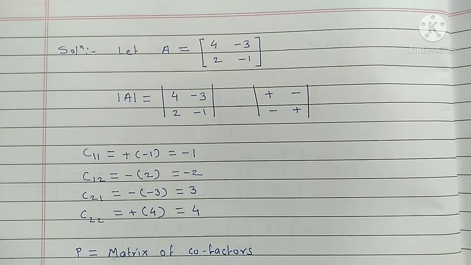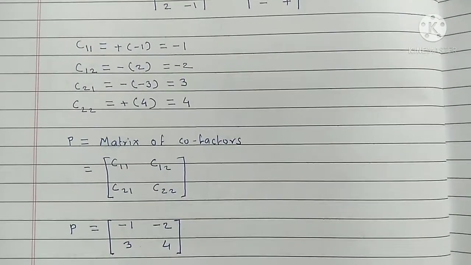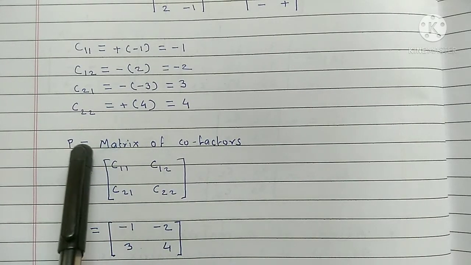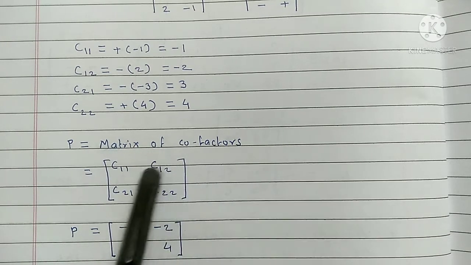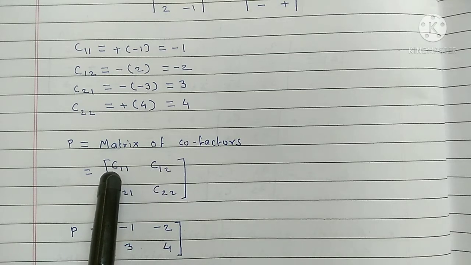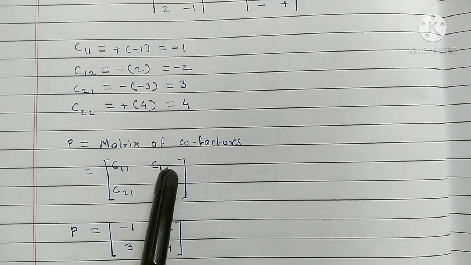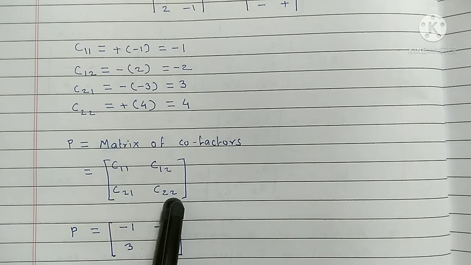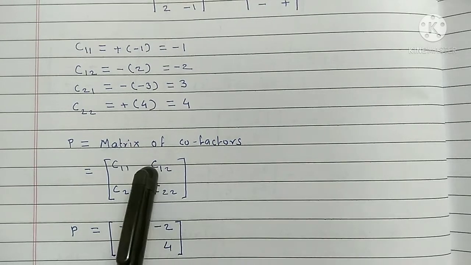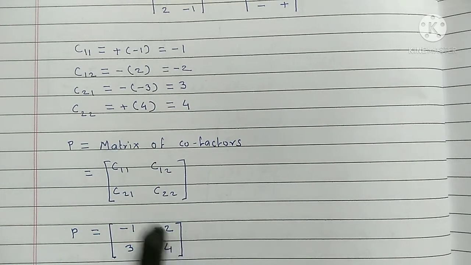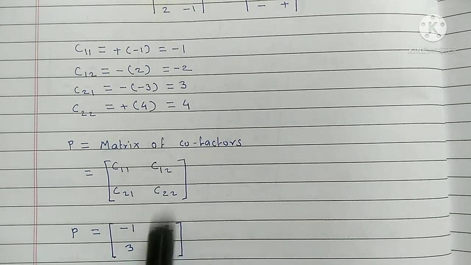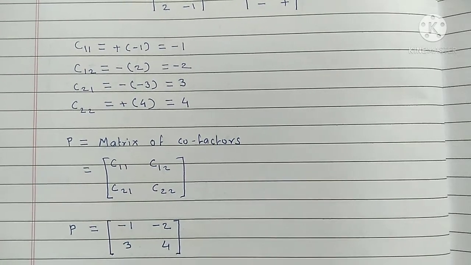So now we will form matrix of cofactor. We generally denote matrix of cofactors by P. So P is equal to matrix of cofactor. So how to write matrix of cofactors? We will start with C11. So C11, C12, then C21 and C22. So C11 means minus 1, then C12 is minus 2, then C21 is 3, then C22 is 4. So this is our matrix of cofactors.